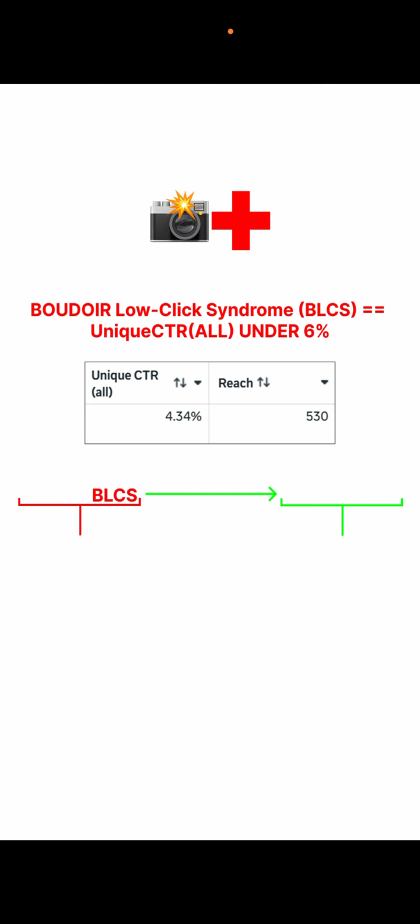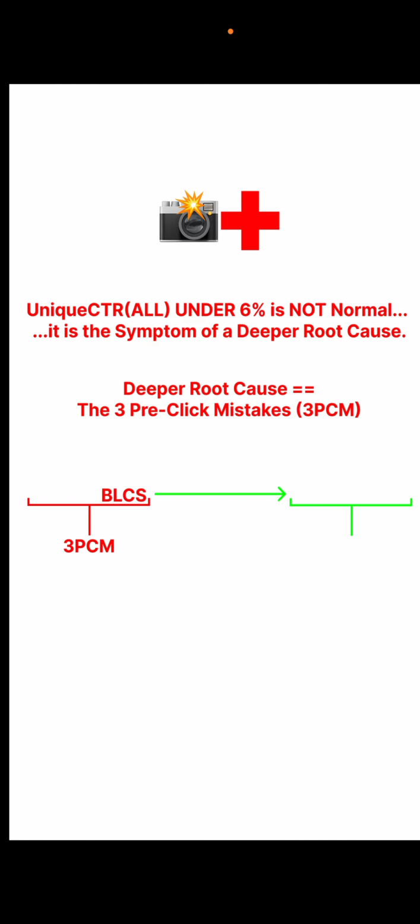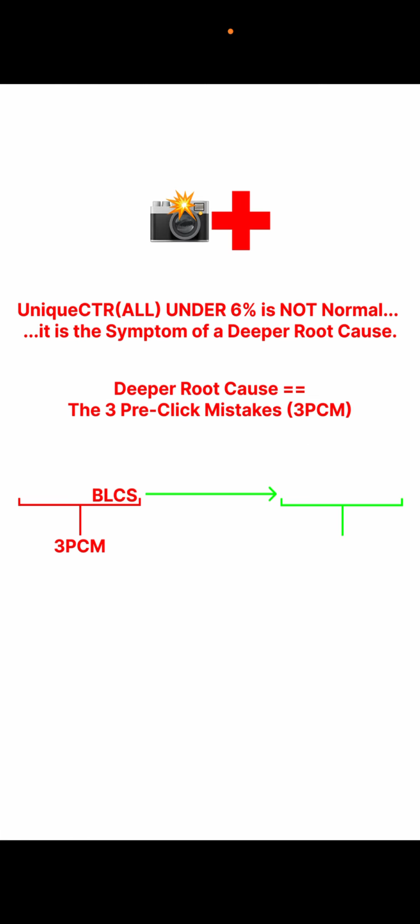And we care about that because if our ad enters their brain, that's the only possible way they'll ever buy from us. And if our ad never enters their brain, their chance of buying from us is 0. So this is literally the number one metric we need to optimize first. Getting under 6% is not normal, it is a symptom of a deeper root cause.